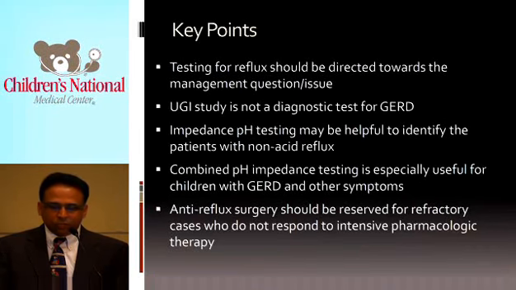Impedance pH testing is useful to identify patients who do not have acid reflux only, but may have acid or non-acid reflux combined. And combined pH and impedance testing is especially useful for children who have reflux and other symptoms such as pulmonary complications. Anti-reflux surgery should really be reserved for refractory cases who do not respond to pharmacotherapy.